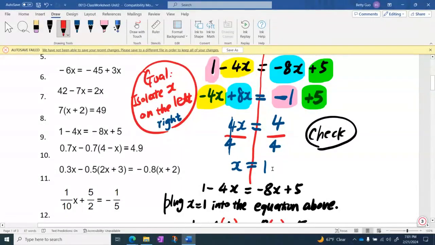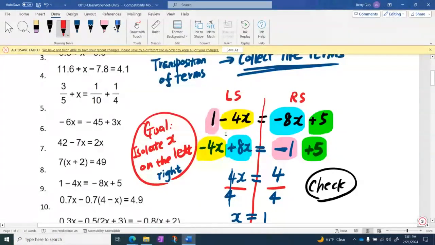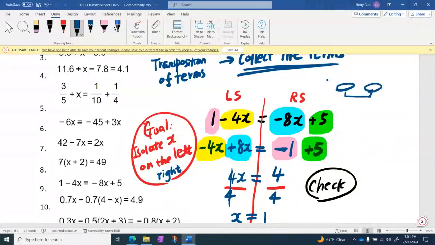You can treat the equation as a scale, like weighing things. If you go to the pharmacy, they always have this left side, right side, right? If you want to keep the scale in balance, you have to treat both sides the same way. If you add 5 pounds on the left side, you have to add 5 pounds on the right side. If you take away 1 pound from the left side, you have to do the same thing on the right side. If you double the weight on the left side, you have to double the weight on the right side in order to keep the scale in balance, right?